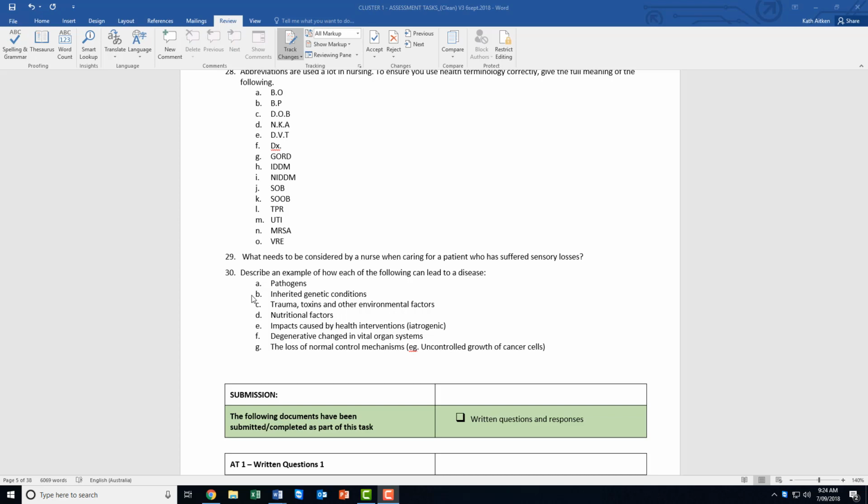And last question, 30, is describe an example of how each of the following can lead to a disease. Describe means a sentence or two for each one. Most of these, you'll find the answers in Foundations of Nursing or Health Assessment and Physical Exam. Certainly look them up on Joanna Briggs or on Cengage.